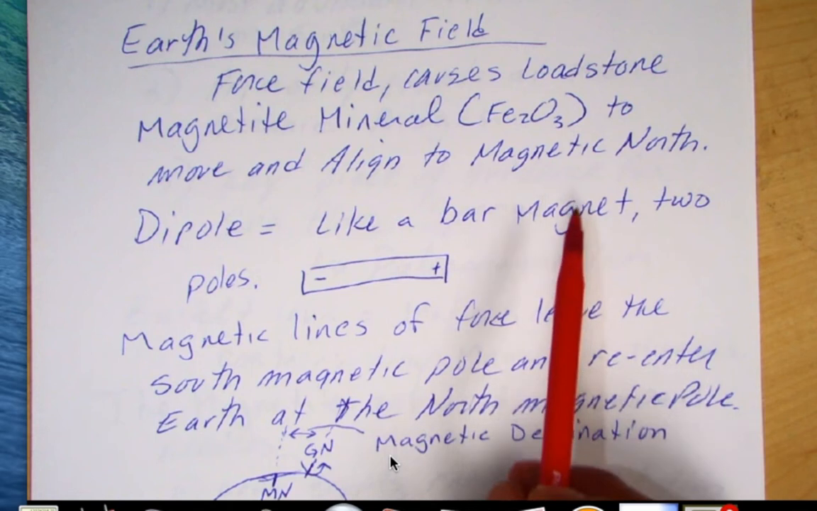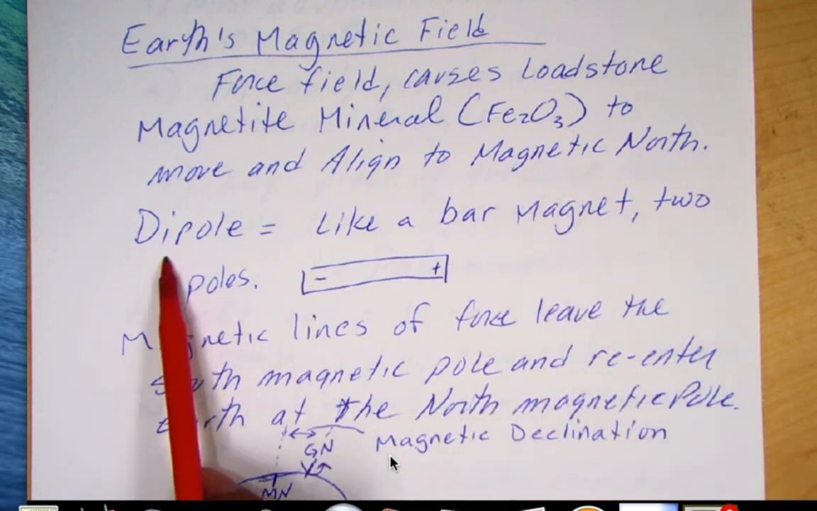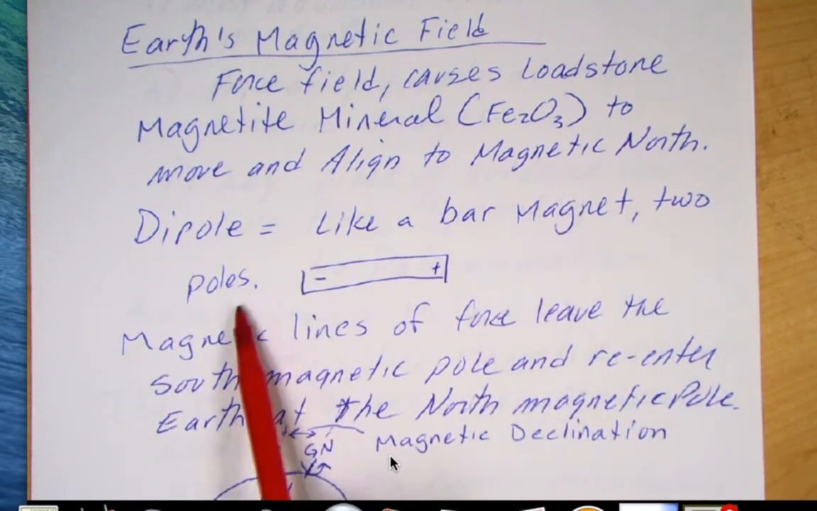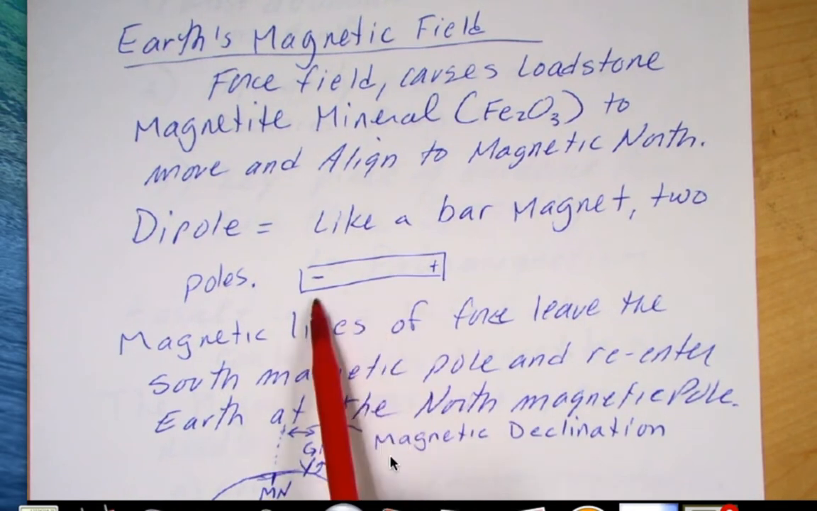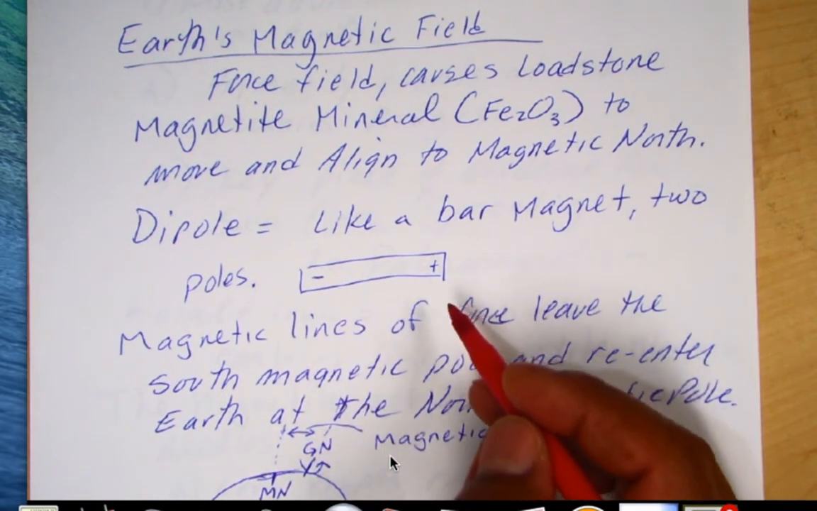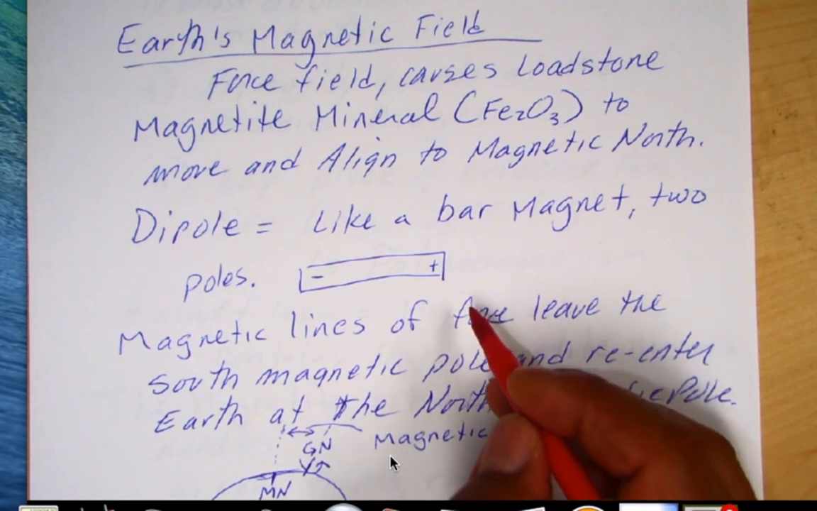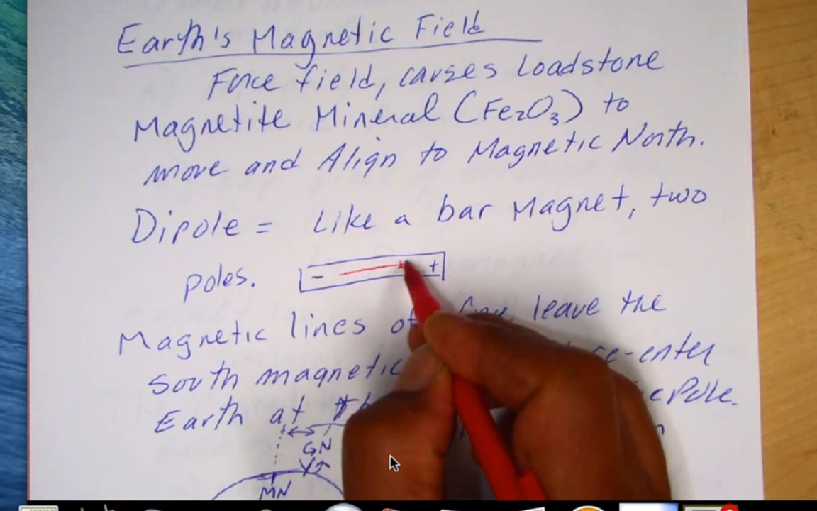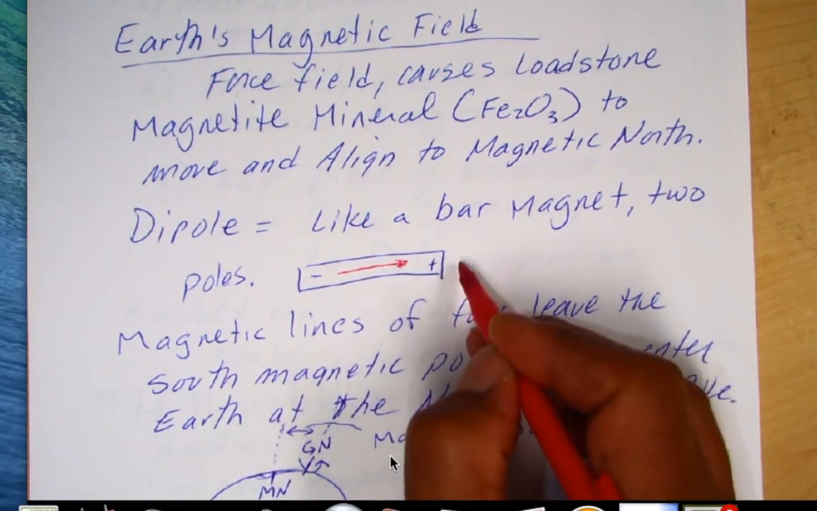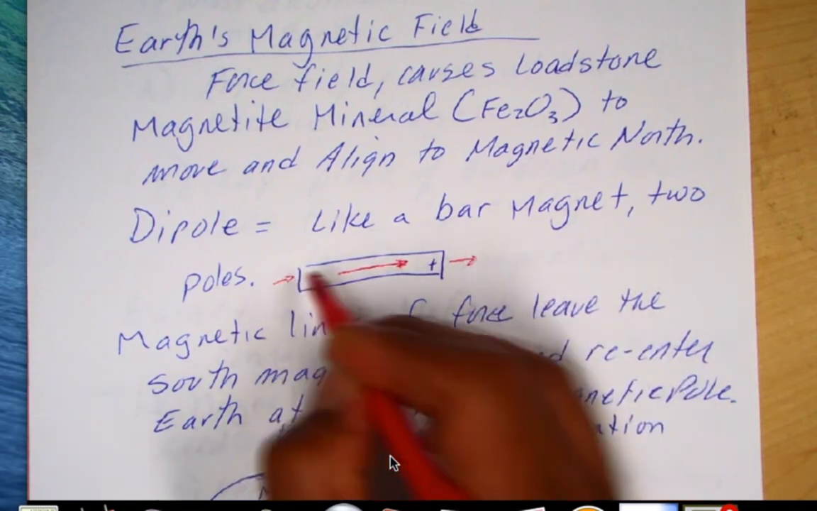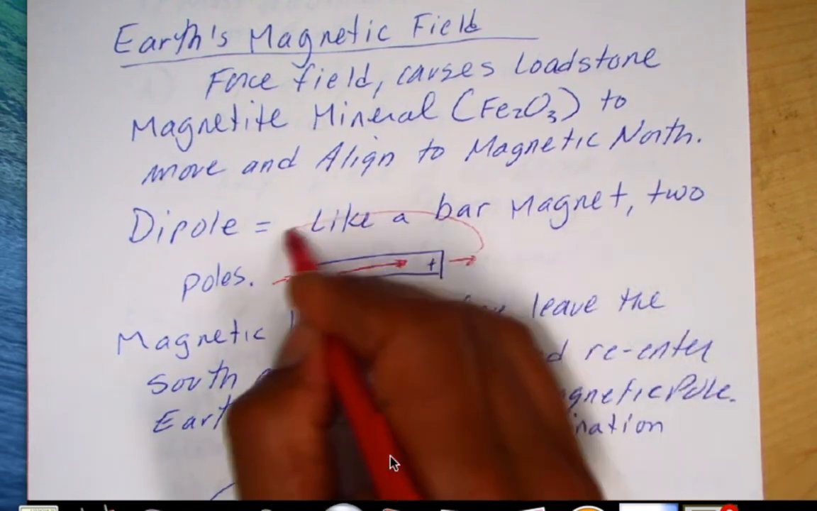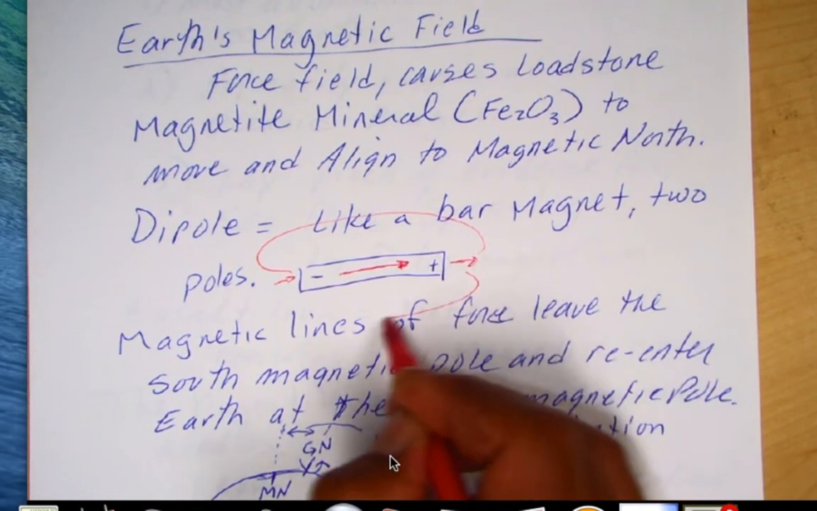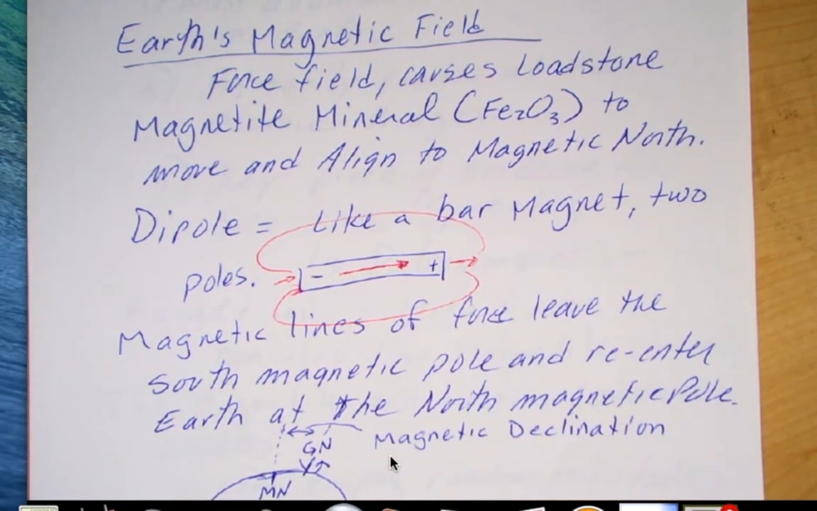You can think of our field as like a dipole, and a dipole is like a bar magnet. It has two poles, a positive end and a negative end. Lines of force on the bar magnet loop around and make these magnetic lines of force, so this force field around the bar magnet.